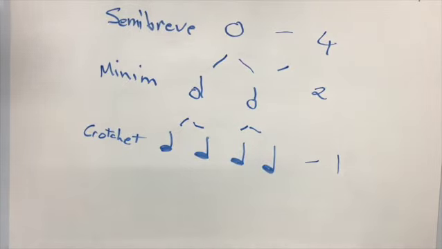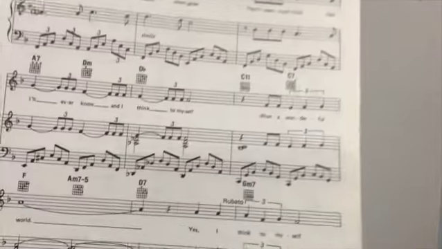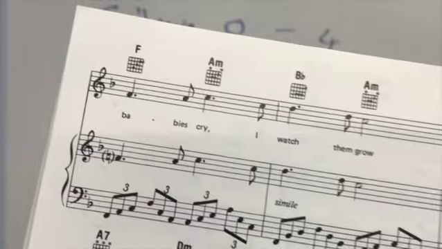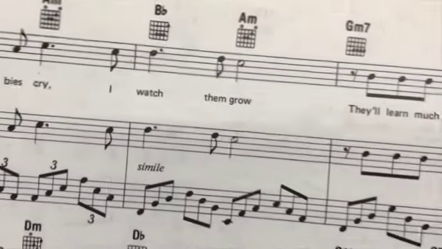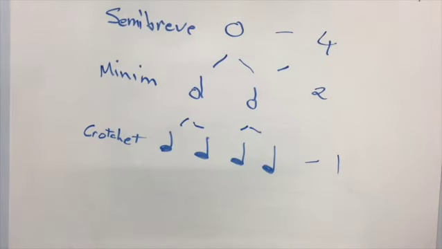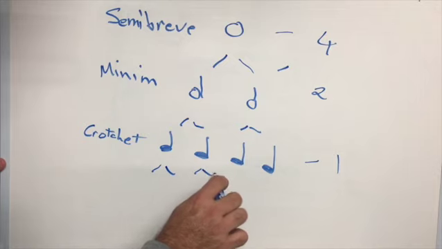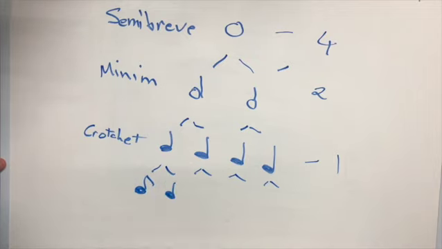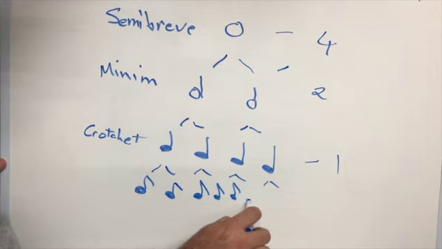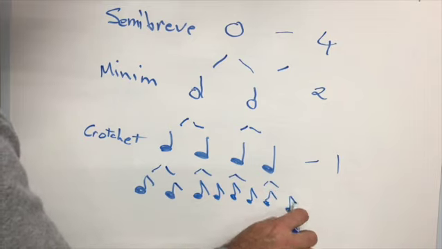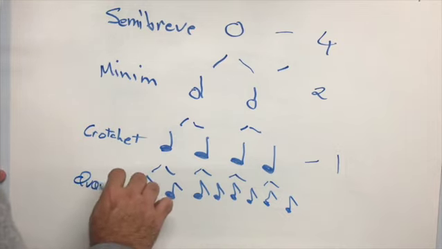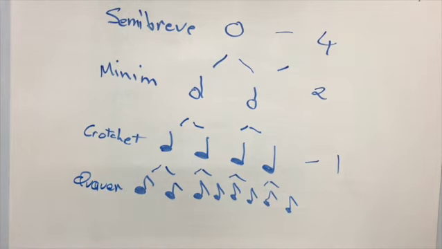Now we can go down further, which is what this music does. We normally go down to a note. There's one, right there with a little tail. Okay, this is the music, What a Wonderful World. Now, that one sits here. So we've got a crotchet, but it's got a tail. Okay, and they're all colored in. And they're called a quaver.